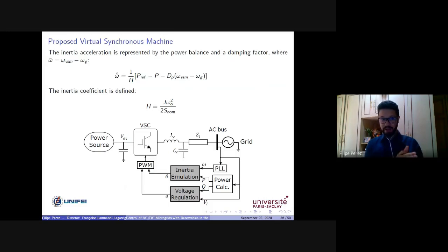Here, we propose the virtual inertia through the virtual synchronous machine, where we write the swing equation of a synchronous machine based on the power balance, active power balancing, and a damping factor. Also, the inertia coefficient can be defined as here. So a power converter can emulate a moment of inertia in the system. In this approach, we may have the direct approach, which means that the droop controllers provide the active and reactive power reference to the swing equation in the inertia emulation and the voltage regulation. And these outputs directly provide the PWM signal to the converter. So that's why we have the straightforward approach here.